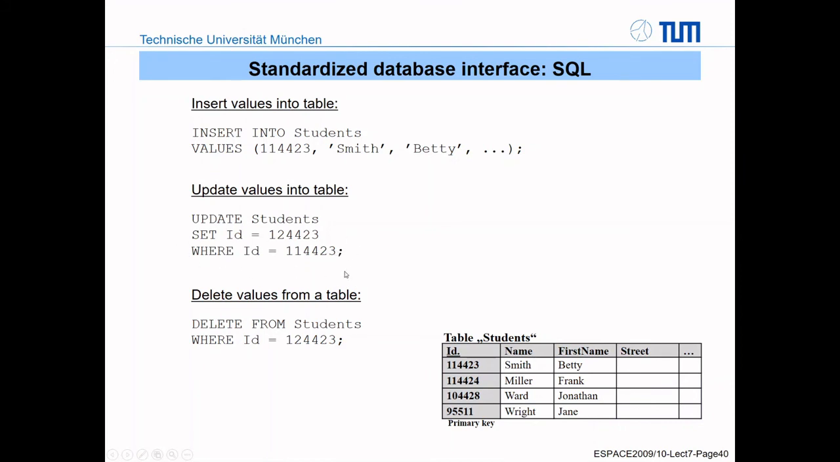So we have to use this where item because we have to select one individual record and identify this record. Of course, we can also delete a complete record. In the same style as before with the tables: delete from students where ID is this. So we do a selection and then we delete things.